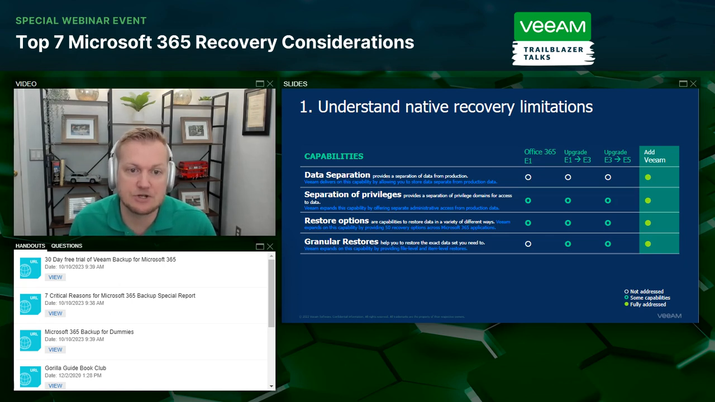So whether it's data separation, Veeam really allows you to store that data separate from the production data. That's key, right? That's key to understanding how you can make sure you get that true data separation. Separation of privileges, right? Offering separate administrative access, right? Expanding restoration capabilities to up to 50 recovery options in some cases. Offering very granular capabilities, both file level and item level restoration, right? So it's key to understanding where those gaps are and how we can fill them with those solutions.